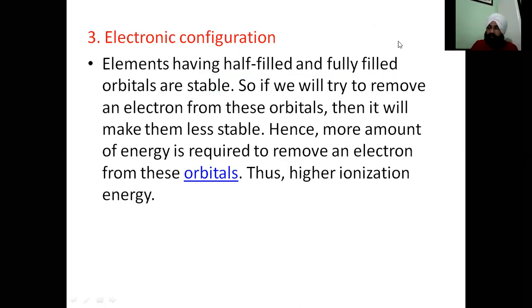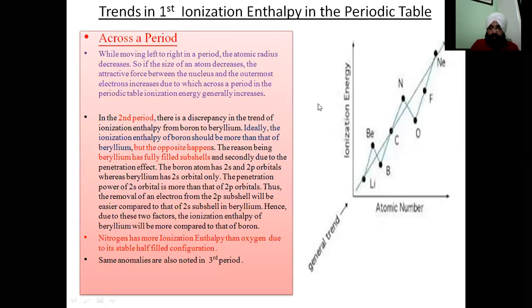So there are three factors: first is penetration, second is electronic configuration, and the third is shielding. Now, as we are discussing the trends, we'll discuss the trends of ionization enthalpy in the periodic table. First we will discuss across the period, left to right. In general, while moving from left to right of the periodic table, the atomic size is decreasing.